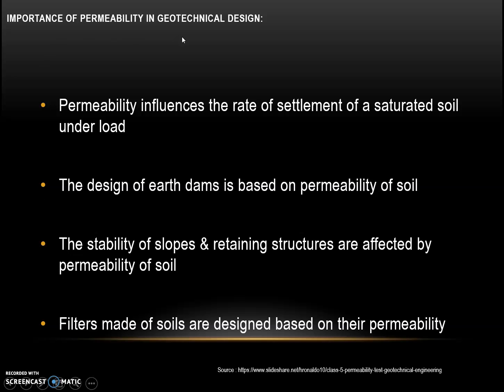Importance of permeability in geotechnical design. Permeability influences the rate of settlement of a saturated soil under load. The design of earth dams is based on permeability of soil. The stability of slopes and retaining structures is affected by permeability of soil. Filters made of soils are designed based on their permeability.